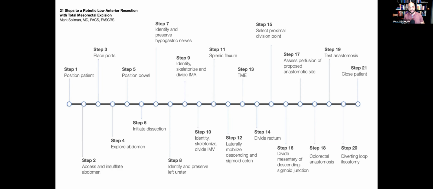What we're going to discuss today are steps 6, 7, 8, 9, and 10, which start with the medial to lateral dissection, identifying the hypogastric nerves and preserving them, getting the ureter out and preserving it, skeletonizing the IMA and doing the high ligation, and also skeletonizing and dividing the IMV. That's what the discussion for today will be. In an upcoming lecture, I believe Dr. Cleary is going to speak about splenic flexure takedown, but that's for a different day.